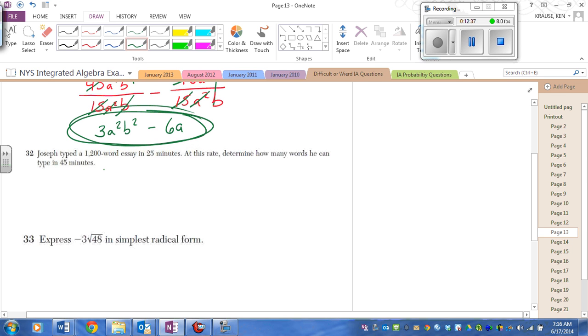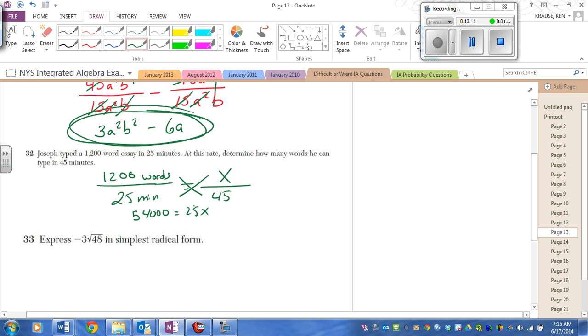I also typed in a 1,200-word essay in 25 minutes. At this rate, how many words can you type in 45 minutes? So this is just a simple ratio. 1,200 words, 25 minutes. How many words can you type in 45 minutes? Just cross multiply. So 1,200 times 45 equals 54,000 equals 25x.